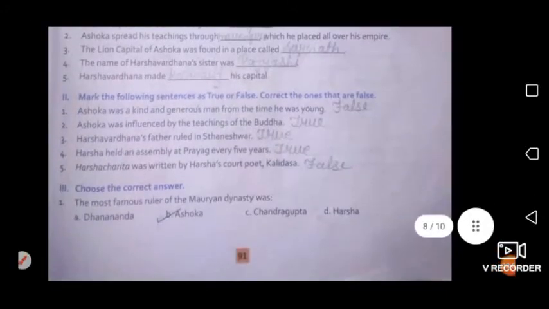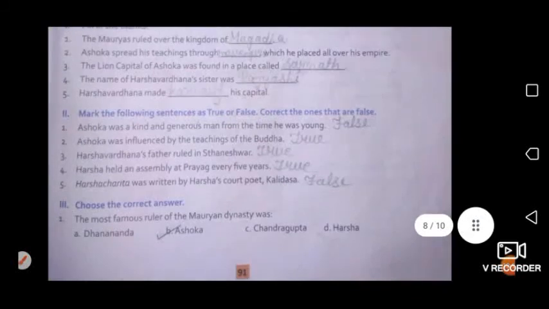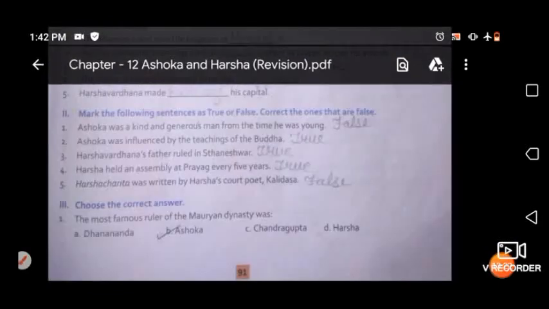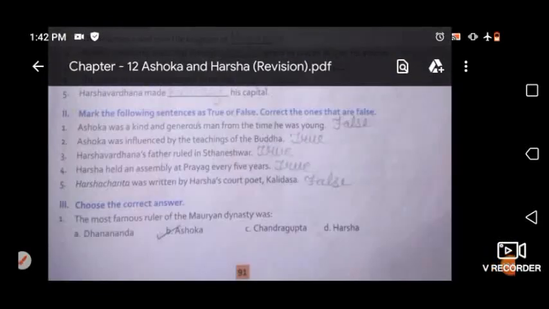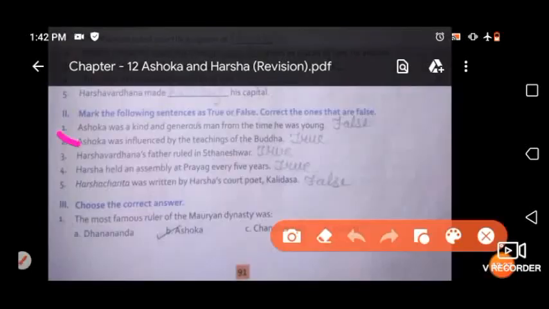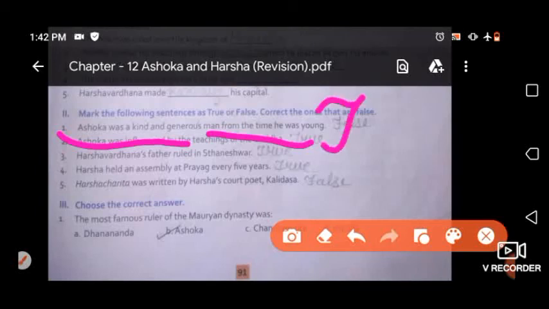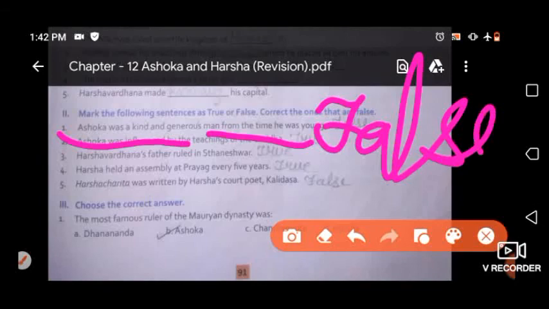Let's move on to the next exercise: mark the following sentences as true or false, and correct the ones that are false. Here you have to write true or false in front of the given sentences. First one: Ashoka was a kind and generous man from the time he was young. Ashoka wasn't a kind and generous king when he was young. He was a very cruel person. So this sentence is false.